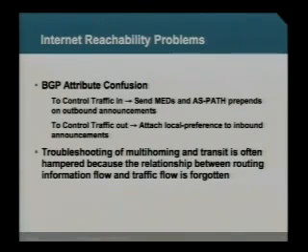To control traffic out of your network, you have local preference. You attach local preference to inbound announcements. Remember, inbound routing flow information runs in the opposite direction of traffic. So inbound routing announcements, if you manipulate those, it will impact how your outbound traffic flow works. Troubleshooting multi-homing and transit is often hampered because people forget all this stuff.